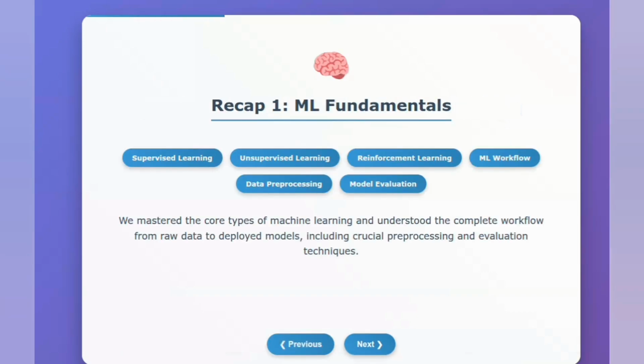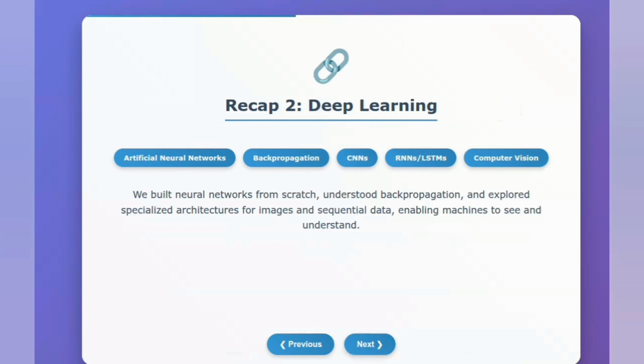We started with the fundamentals, understanding different types of ML, supervised, unsupervised, and reinforcement learning, and the essential ML workflow from data to deployment. We learned about data pre-processing and model evaluation. Then, we delved into deep learning, building neural networks, understanding backpropagation, and exploring specialized architectures like CNNs for computer vision and RNNs/LSTMs for sequential data. We saw how AI helps machines see and understand images.